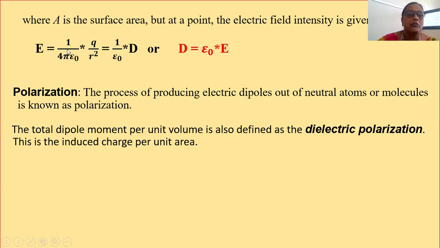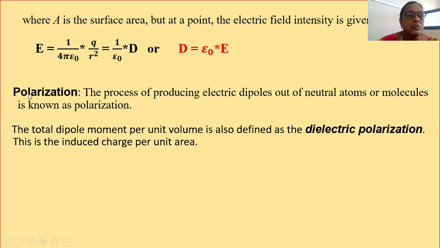So, Q by 4 pi R square is your D, as we discussed earlier, the electric displacement vector. So, D by epsilon naught, or if you cross multiply this, D is equal to epsilon naught E. This is the relation between the electric field intensity, or electric field vector, and the displacement vector D. This is an important relation for solving problems in dielectrics. So the relation between the displacement vector D and electric field intensity E is D is equal to epsilon naught E.